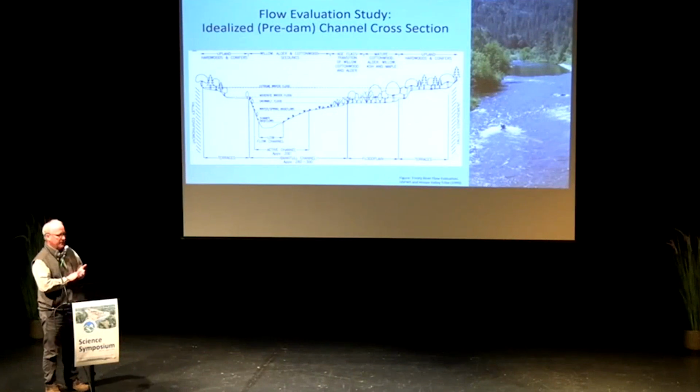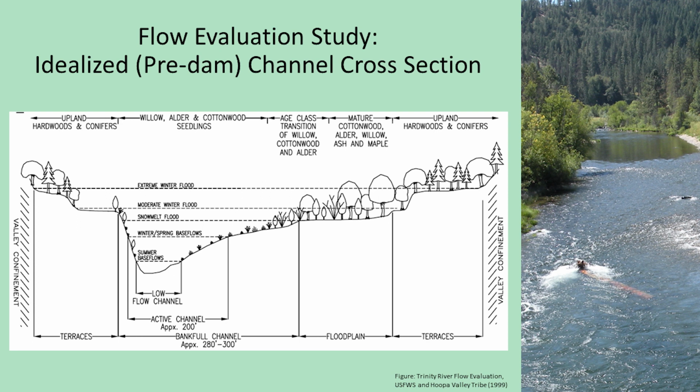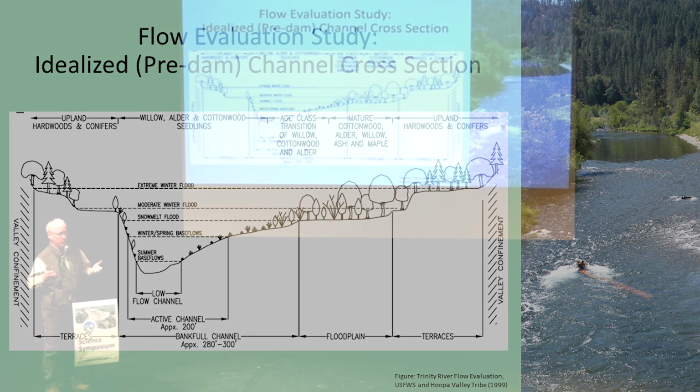This is a diagram from the flow evaluation study, and it's an idealized version of what they envisioned the channel looked like in the floodplain before the dam occurred and possibly before the mining. You see that we have low flows confined to a small channel, but because of that sloping bank, meandering channel creation, we have lots of floodplain access. In low flood years, the water would get out a little bit, but in really high flood years, the water could get out all the way up onto the terraces from wall to wall.